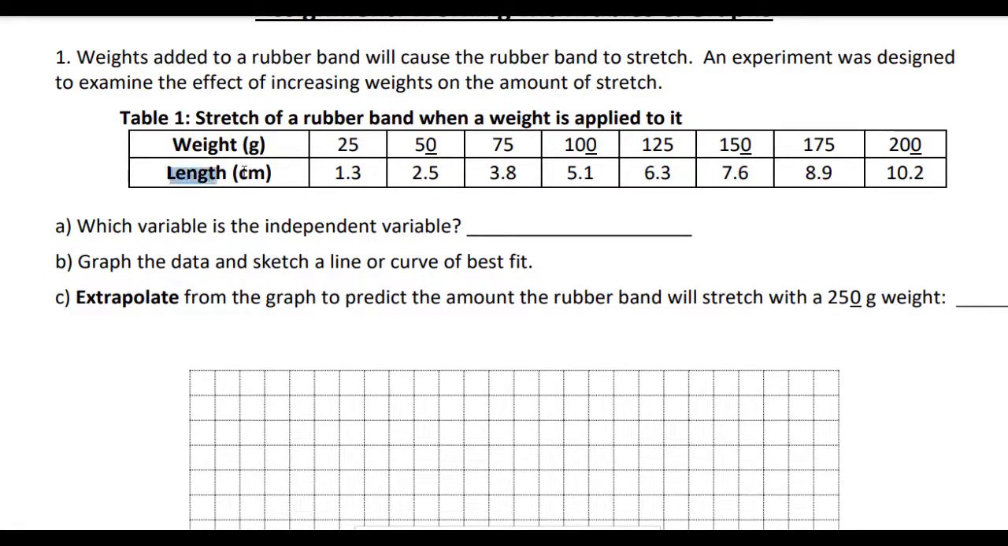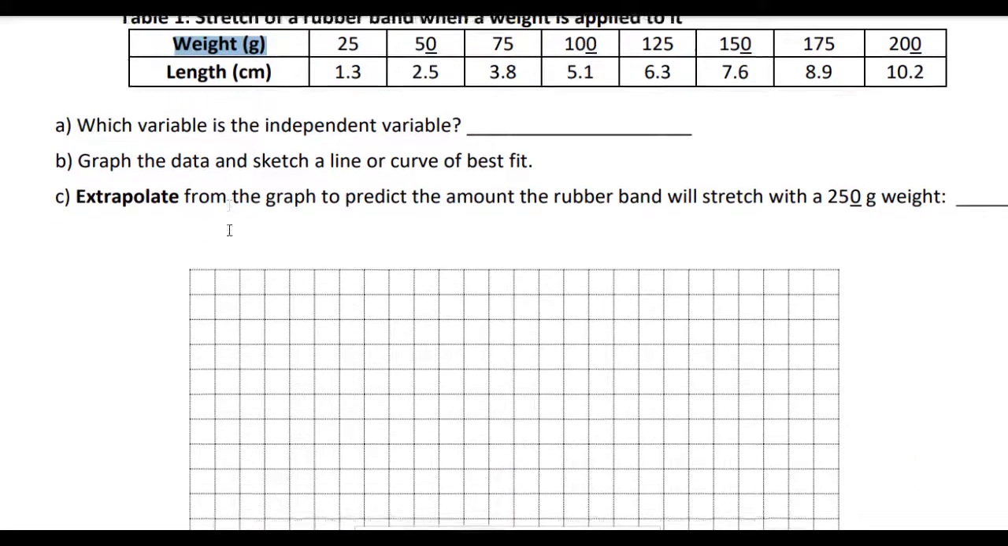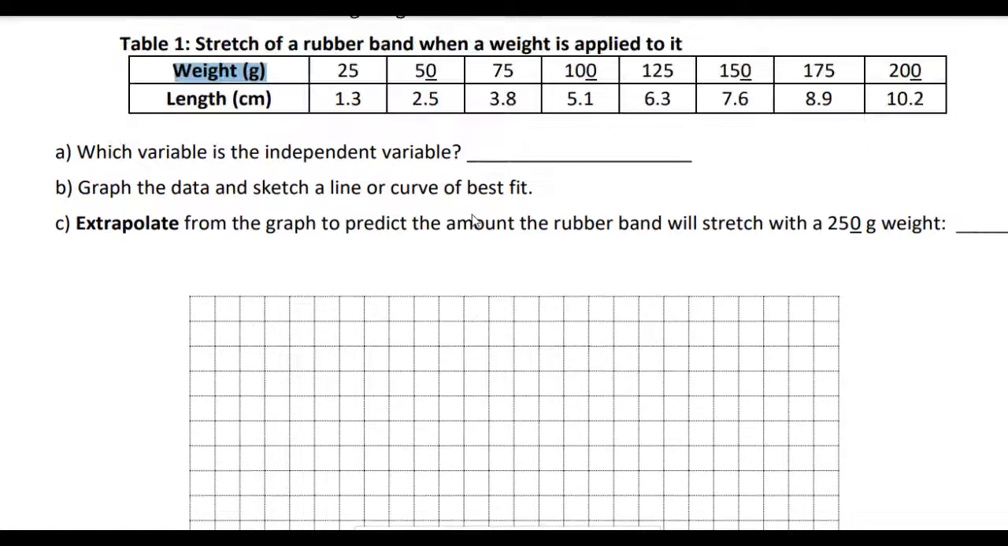So we would say that the length is the dependent variable, and the weight is the independent variable, because this is the thing that you chose, this is the one you're changing, and you're seeing what it does to the length. So once you know that, that means that the weight as the independent variable goes along the bottom, and then the length numbers will be along the side. Then you're going to graph the data.